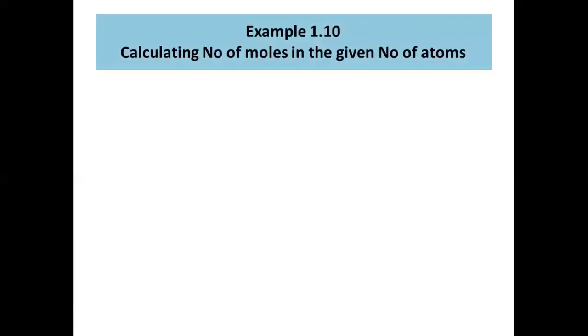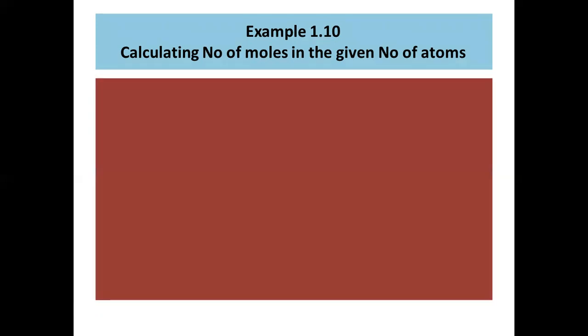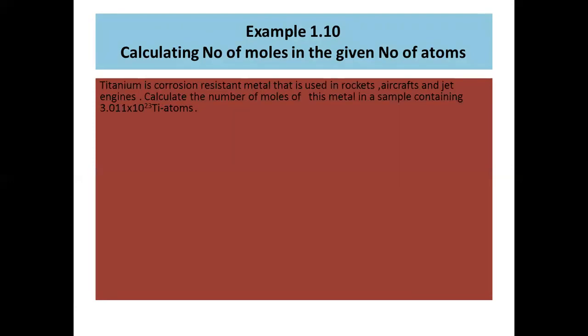Example 1.10, calculating number of moles in the given number of atoms. Atoms are given, we have to find out the moles. This is the reverse of the previous question. In that case, moles were given and asked about the number of atoms and molecules. In this case, they give the number of atoms or molecules. Titanium is a corrosion resistant metal. Corrosion resistant means that it does not corrode and it is resistant towards reaction with oxygen and moisture in water. So it is used in rockets, aircraft, and jet engines.